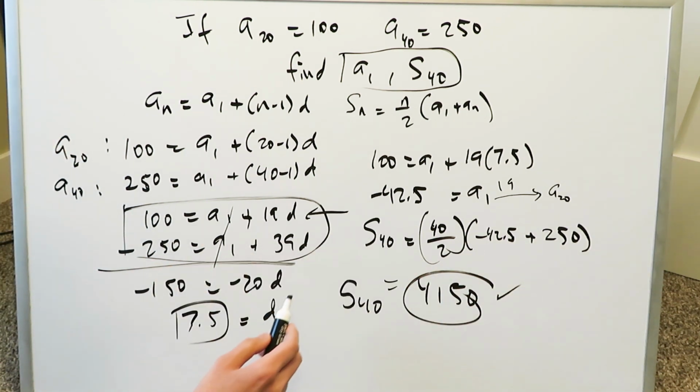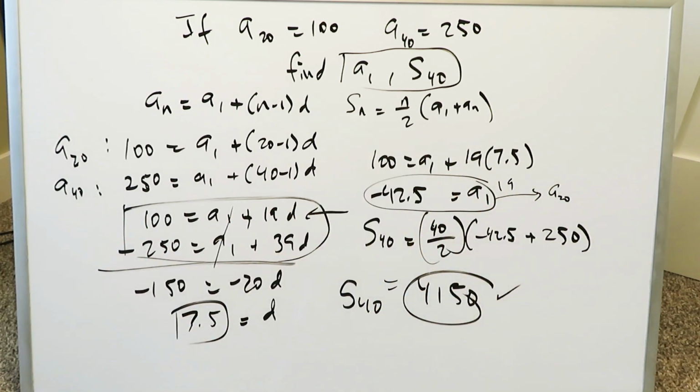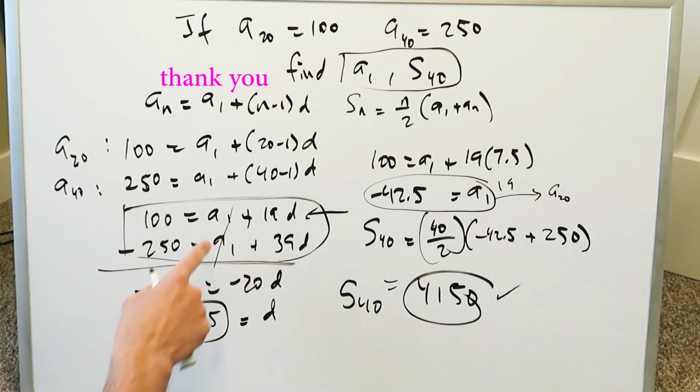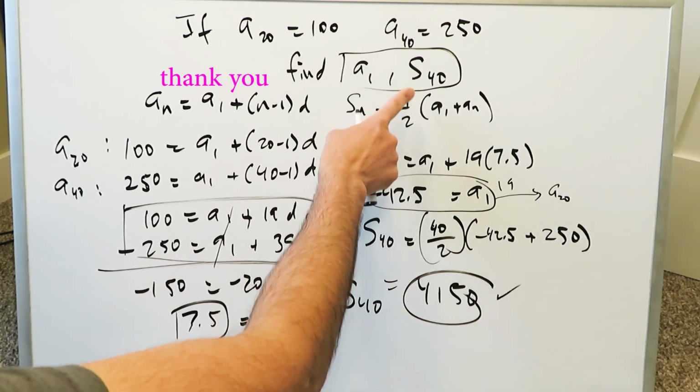The value of your very first question was this right here. The first term is minus 42.5, and that's done. So that's how you would do these types of questions, where you're provided only part of the information. Then you have to convert everything into a system of linear equations, and you solve for one variable. Then with that you determine the other variable. The variables here were a1 and d. Once you have that, then you can easily answer the next question.